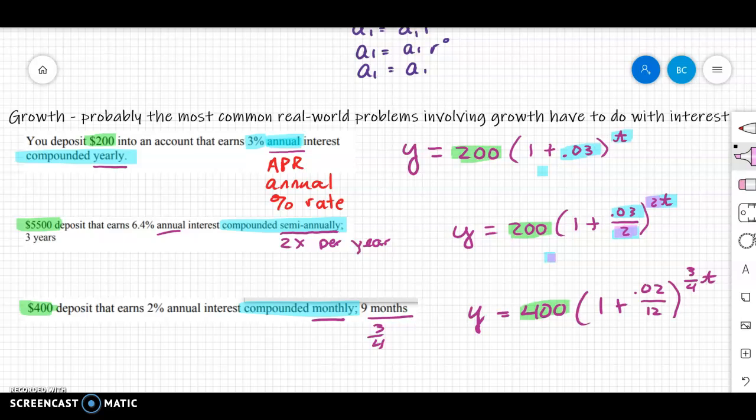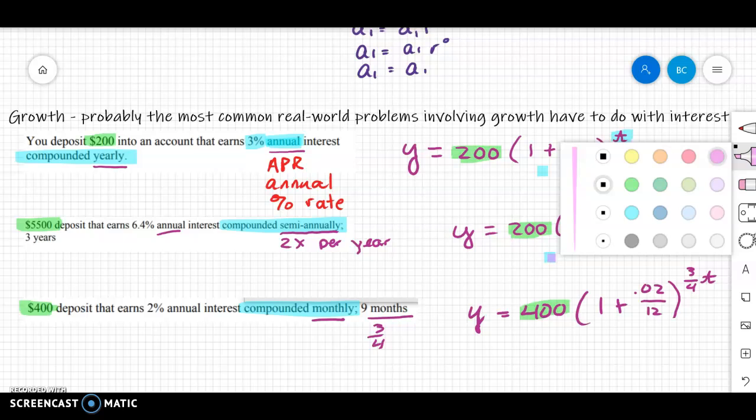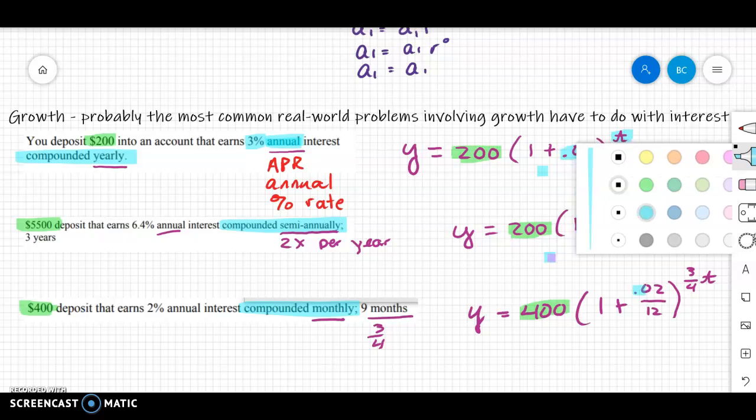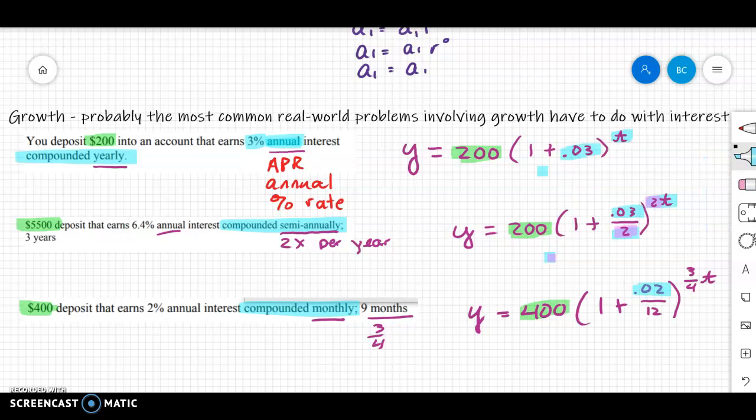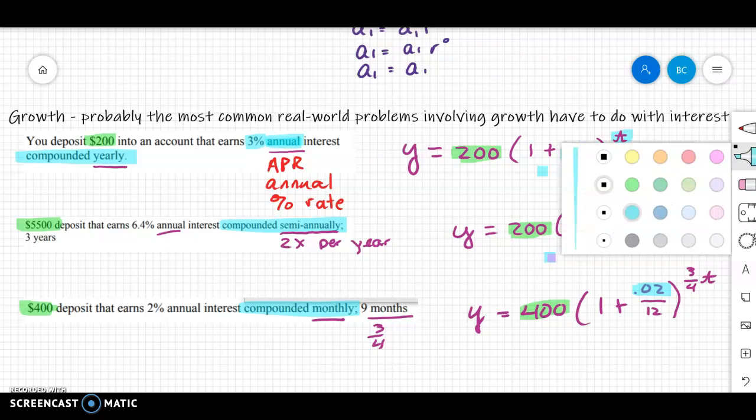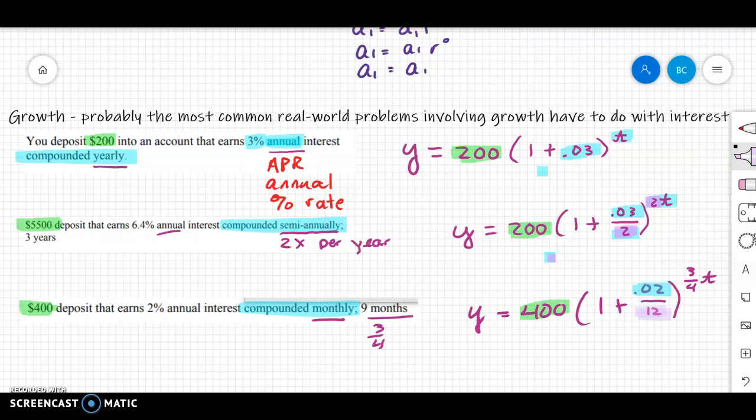On the next one, if I'm depositing $400 and it's earning 2% interest, again, my interest rate is right here. And then I'm dividing it by 12 because it's compounding monthly. I'm getting too fancy with the pens and I'm forgetting which colors I'm using. That's the 12. So I'm dividing it into 12 periods.